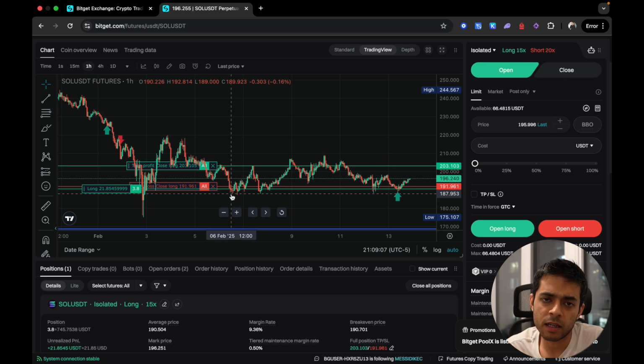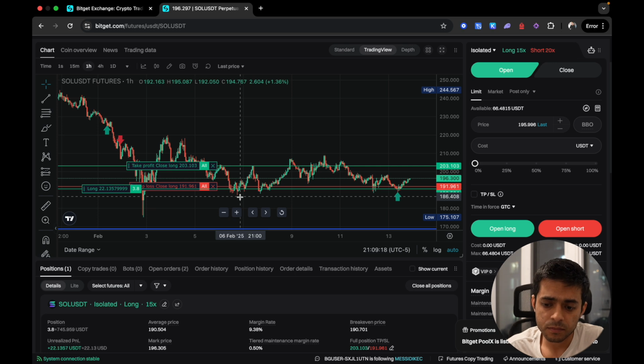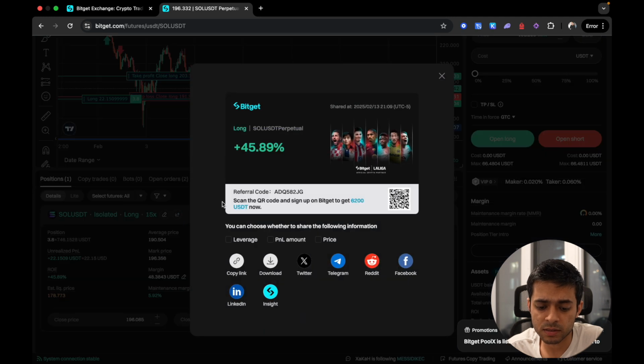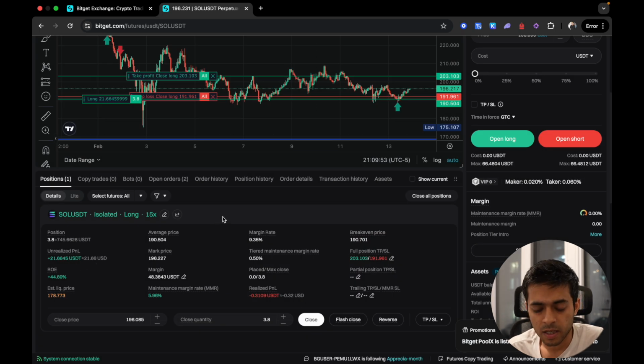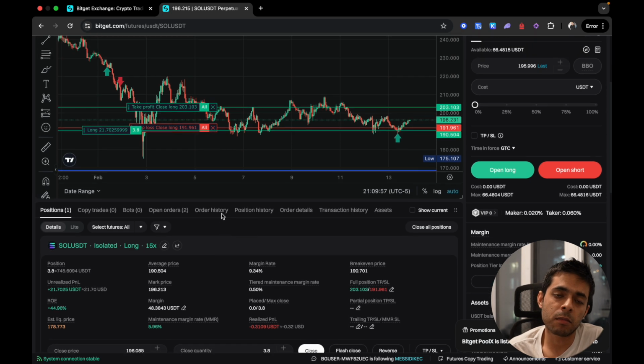So what I did today is I saw the price of Solana at 190. Usually it is 189, 190. I opened a long trade, putting $50, having a 15x leverage, which means my position was 15x for $50. 190.5 was the price where I opened the trade, and the current price is 195. So there is a $5 difference in Solana since I opened my trade, and right now I'm making 45% profit, which means $21.70 profit.